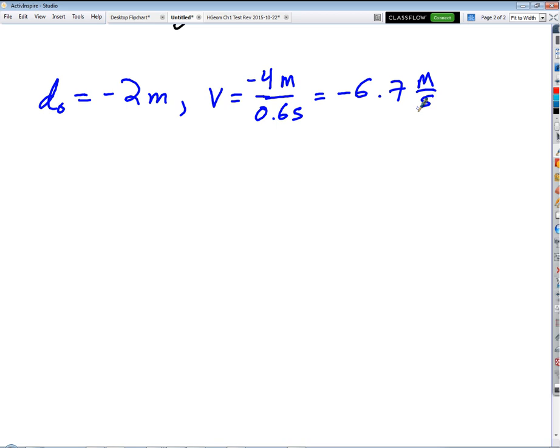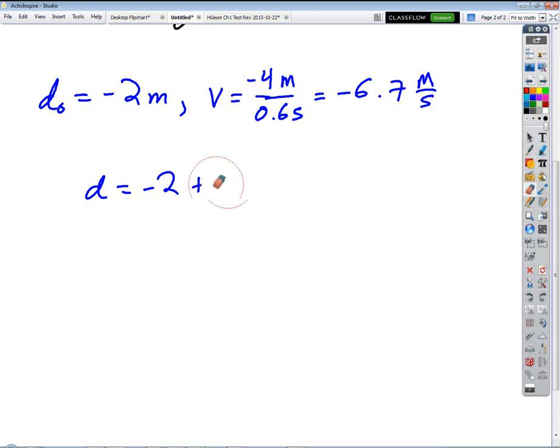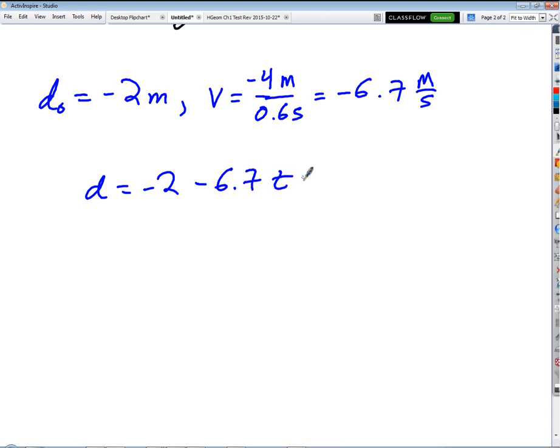Okay. So what's our equation gonna be then? Good, -2 plus, or minus, right, 'cause it's negative velocity? Yep. Minus 6.7 T, okay, there's the answer, same deal as last time. Is it okay if we left in the number 4 and 0.6? That's fine, sure, I don't care. We won't be doing that in the future, but for now, that's fine. But when we get into doing more of these problems, we'll talk about that.